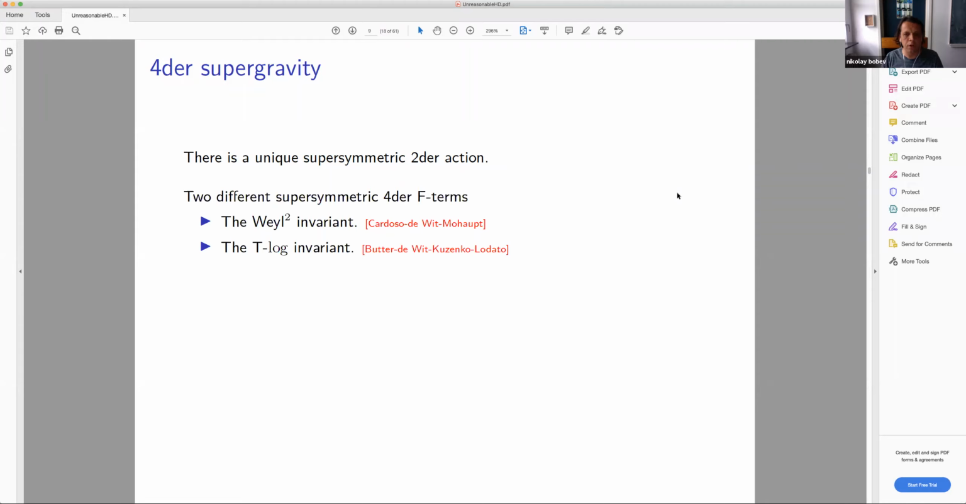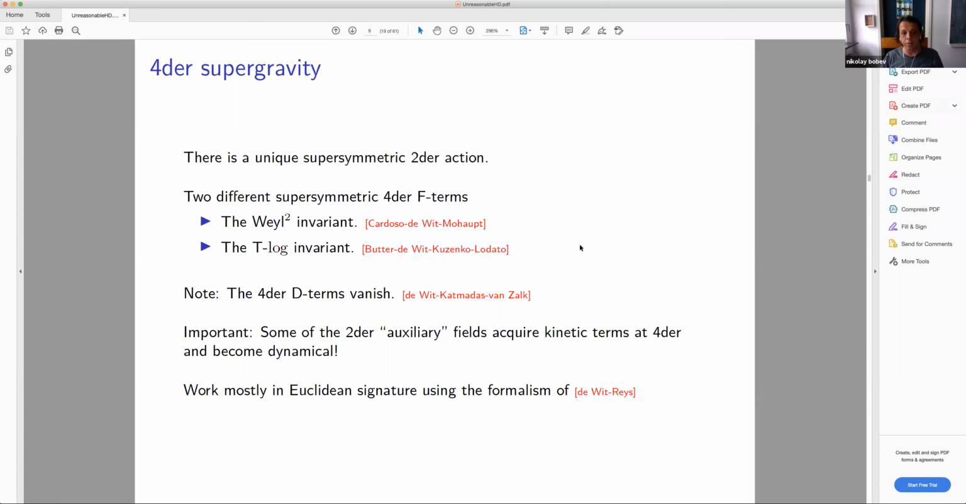As you increase the order of derivatives, there are two independent invariants. They have weird names, Weyl squared and T log. These you can think of as F terms. In addition, you could worry about D terms, and those in principle exist if you have extra matter fields, but in the case which we study, which is minimal supergravity, they do not exist, one can show. It was done in this work.